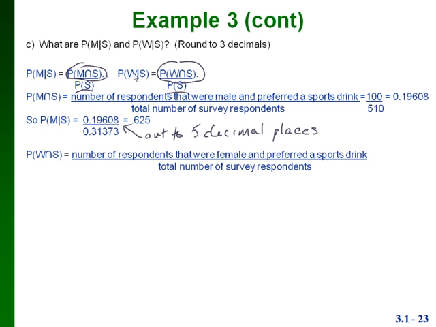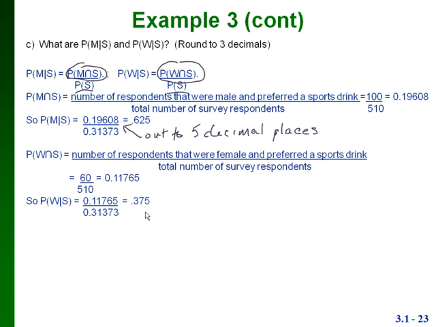Now to find the probability of W given S, now we need the number of respondents that were female and preferred a sports drink divided by the total number of respondents. So again, they told us in the problem that of those that preferred a sports drink, 60 were female. So we're taking 60 dividing by 510 to get 0.11765. We're going to divide that by the probability of S, and again we've got 5 decimal places in each of these, and we divide, we get 0.375.